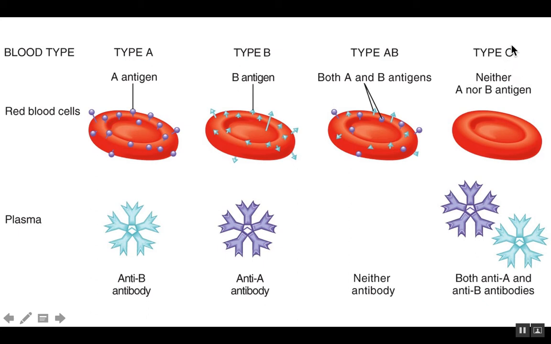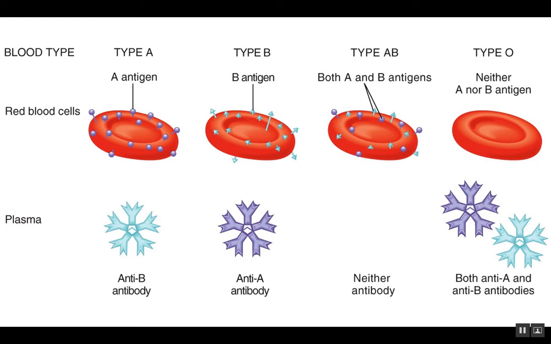So O is not an antigen. O just is in reference to neither A nor B. Okay, that's fairly easy. The more important thing is to understand what type of antibody would these individuals have the ability to synthesize. If you have type A blood, the last thing your immune system would do is to produce an antibody to A, because it would attack its own red blood cells.